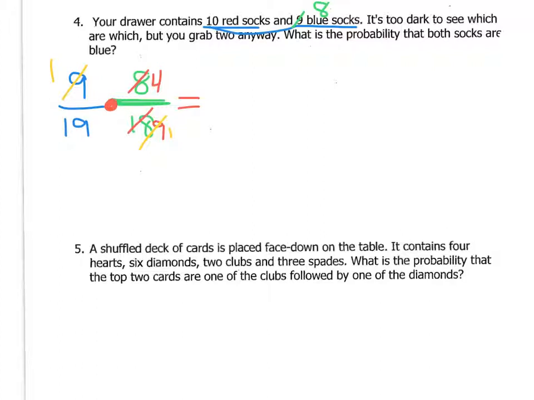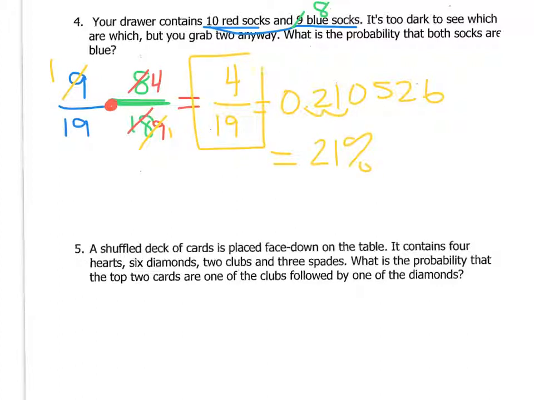So now if we multiply straight across, 1 times 4 is 4, and 19 times 1 is 19. So the probability of getting 2 blue socks would be 4 out of 19. And if we divide that, that's the same as 0.210526, which would be the same as 21%. So it's a 4 out of 19 chance, or approximately a 21% chance. All right, let's look at another example.